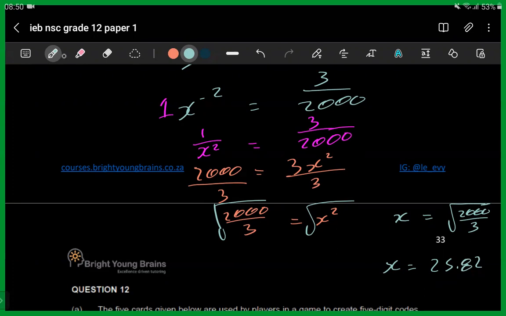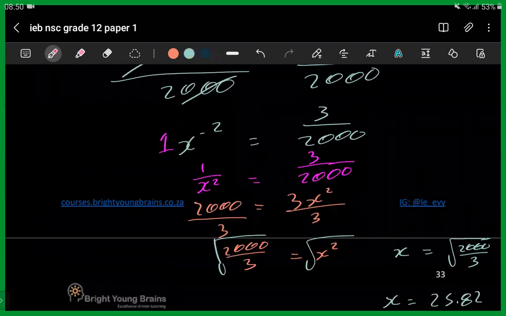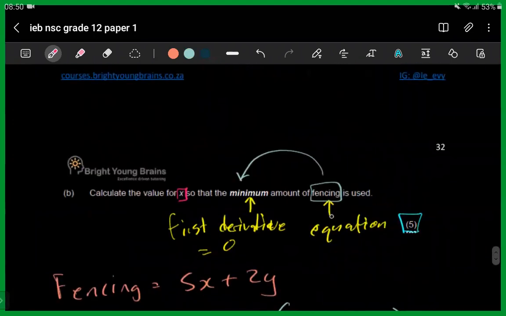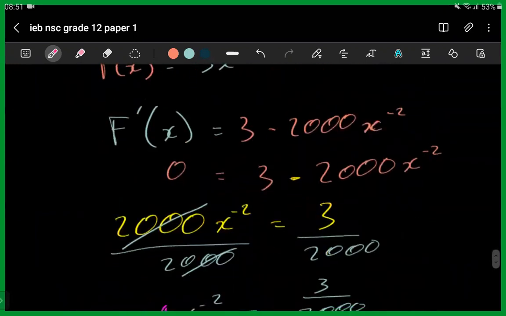And this is the nature of these kinds of questions. You need the equation of whatever they're talking about. Once you get that equation, you need to then make sure it has a single variable. And then you have to differentiate that equation. You make it equal to 0, you get whatever they're asking for. So let's move on to question number 12.